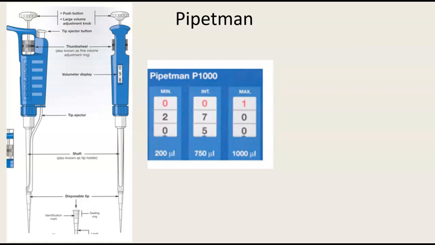And so you'll need to watch the video and the particular pipette man that you're using to be able to determine how to read the volume correctly. But we're going to be using a P1000 pipette.